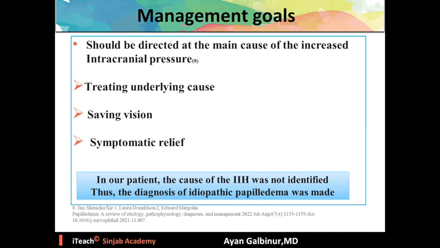saving vision, symptomatic relief. And in our patient, the cause of the idiopathic intracranial hypertension was not identified. Just the diagnosis of idiopathic papilledema was made.